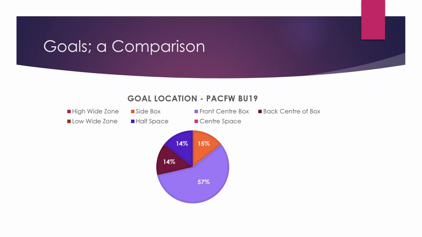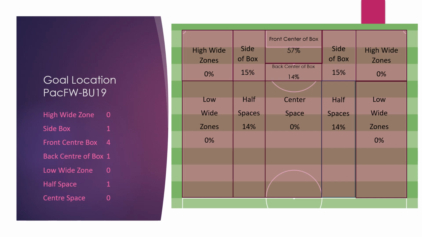So let's switch it up to our goals, our comparison. It shouldn't shock anybody that most of our goals are coming from the front center of the box. We'd like to get into that box. We like to hammer it into the goal, and it's right there. We're also getting goals from the back center of the box, that's behind the penalty spot, but still in that center space. We have a couple goals from the half space and from the side of the box. So most of our goals are coming from exactly where you expect. And you can see our 7 goals versus those top opponents, where they're coming from. That front center of the box is the key.